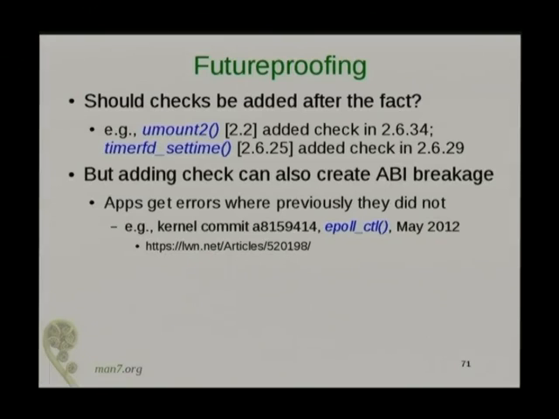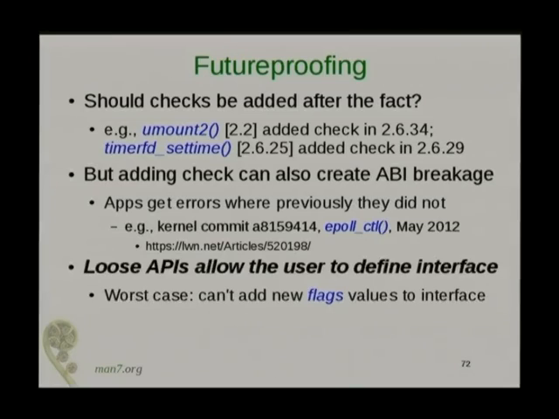Because then that program out there that used the bit that was formerly unused no longer breaks. It just silently proceeds as it did before. So this is the kind of problem you have when you don't add these checks, or when you perhaps try and add them. So loose APIs, what I say about it is when you have a loose API, the user gets to define the interface, not you. Because they can make use of all these random bits that you didn't use. And in the worst case, you can't add new flag values to the interface.